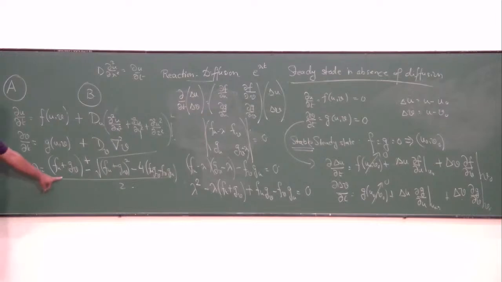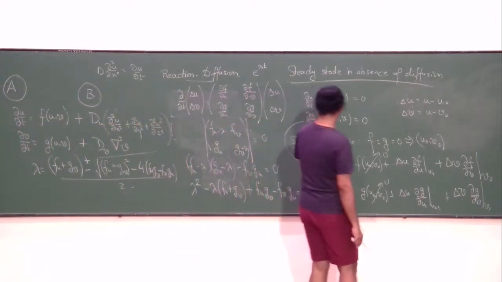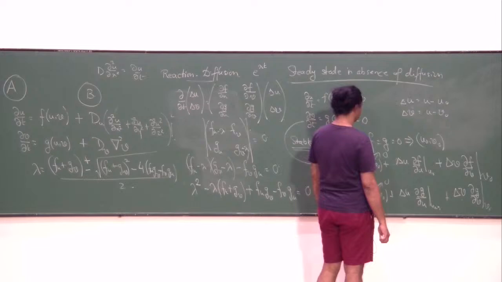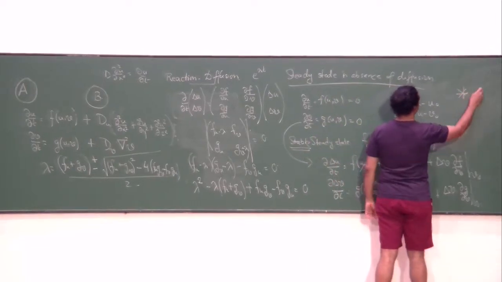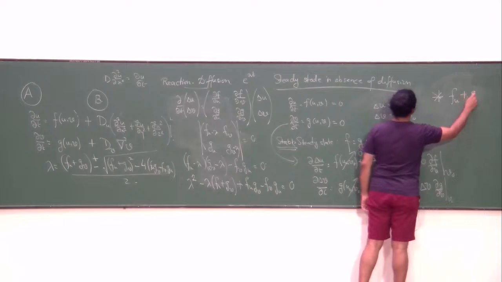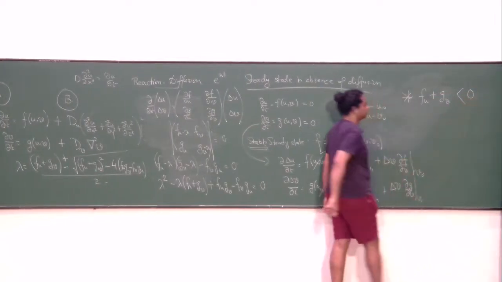Firstly, if you look at this equation, if Fu plus Gv is positive, I'm guaranteed to have at least one root that is always positive, right? So therefore, Fu plus Gv cannot be positive. So that is condition number 1. Okay, so let me write the conditions nicely somewhere here. That Fu plus Gv has to be negative.